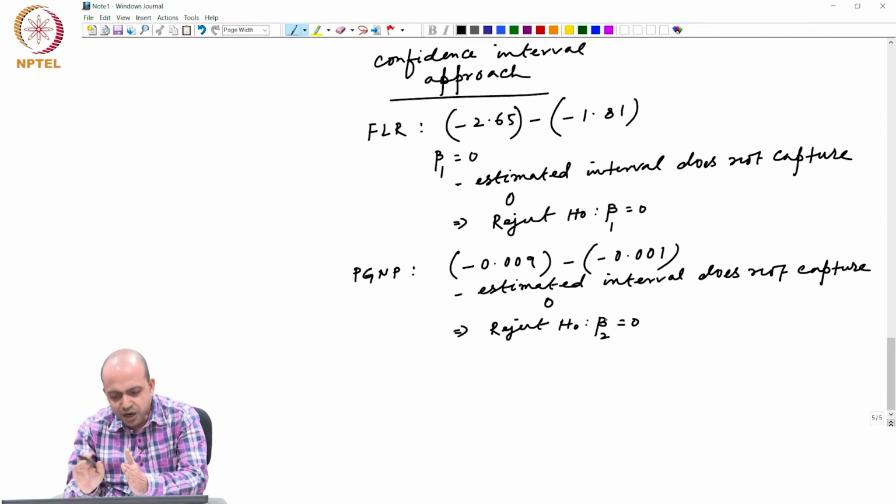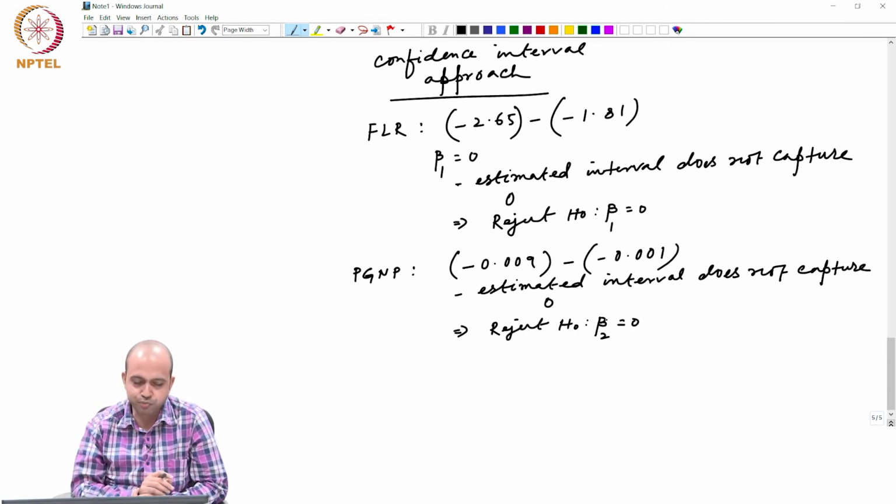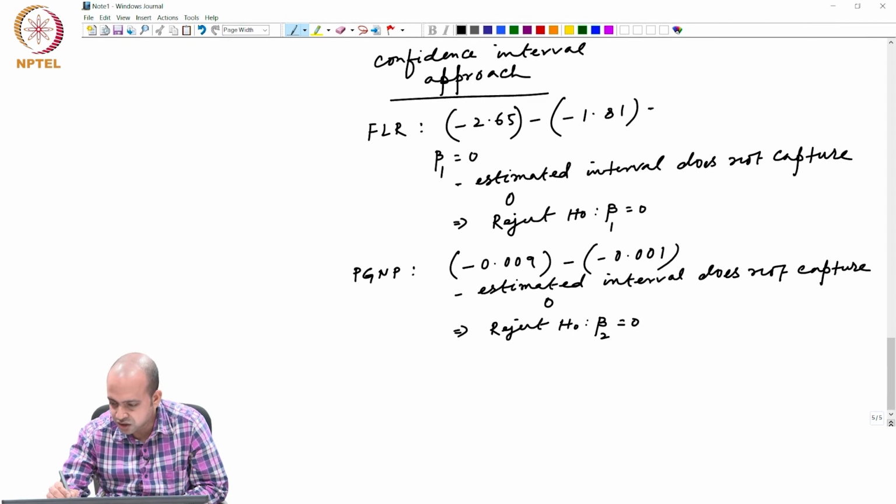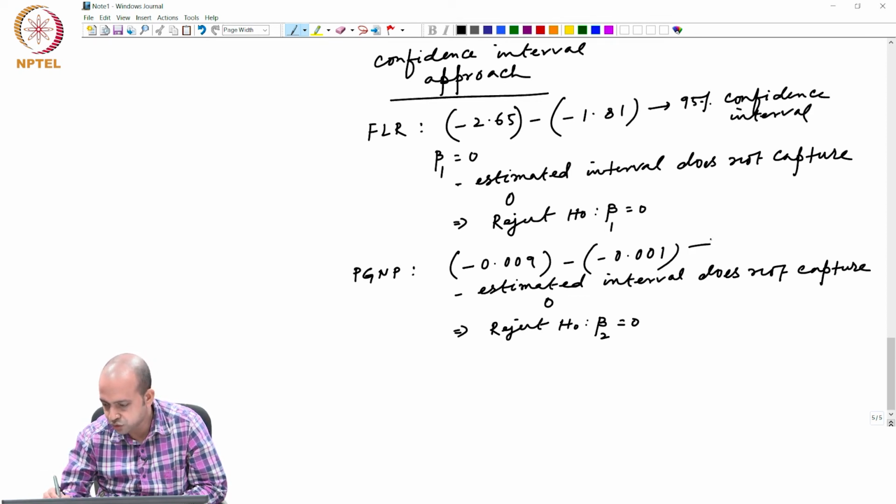Okay. But following this interval estimation approach, we can only say whether the variable is significant at 5% level or not, because this is 95% confidence interval. So, Stata will always give only 95% confidence interval. This is also 95% confidence interval.